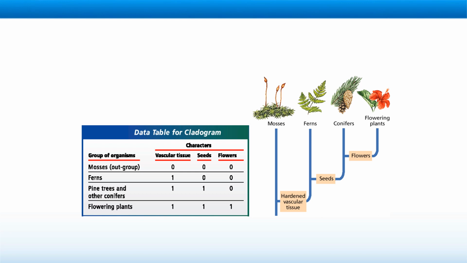After the ferns, then the seeds were a derived character, and both the groupings after the ferns have those particular traits. So the conifers and the flowering plants both have seeds, and yet the only group that has flowers would be the flowering plants, and so they came after the conifers.